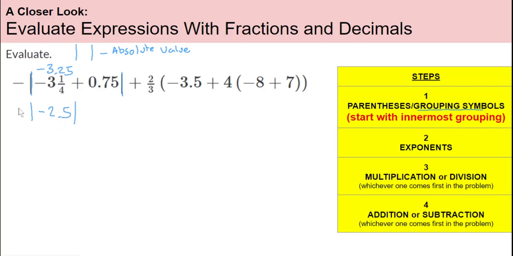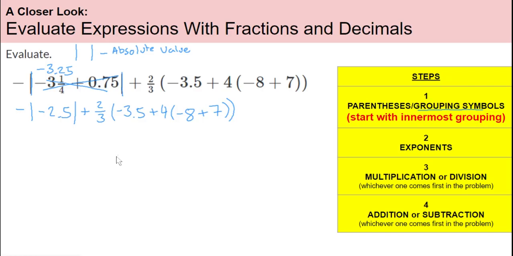Okay, and I'm going to bring everything down. So we're done with this absolute value. Sometimes you can cross it out. Maybe that helps so you can see it. We're going to drop everything down plus 2/3 times negative 3.5 plus 4 times negative 8 plus 7. And we got kind of a double parentheses here. Okay, so we're going to deal with that.